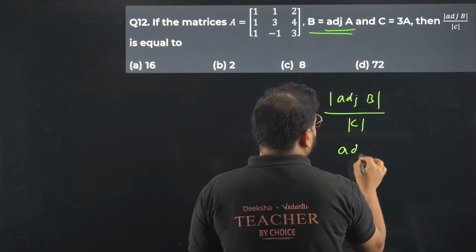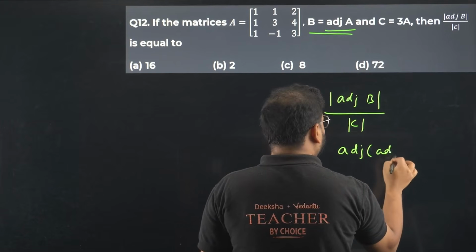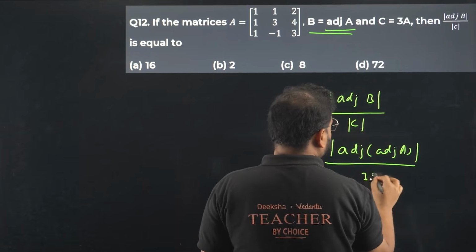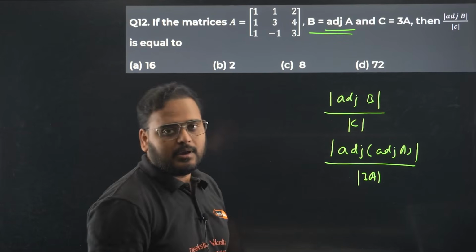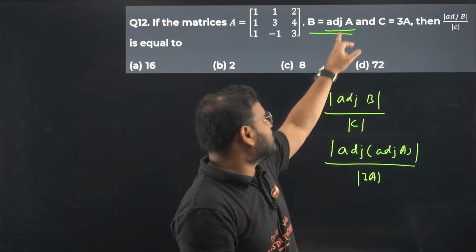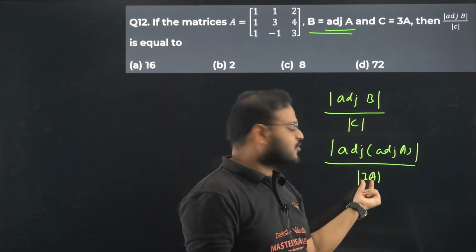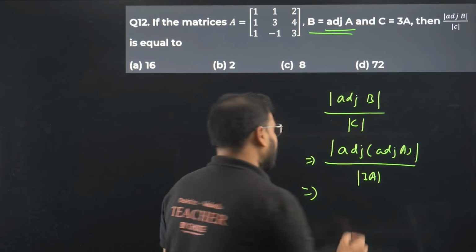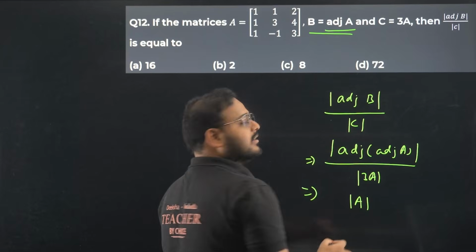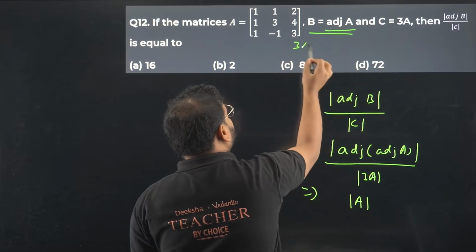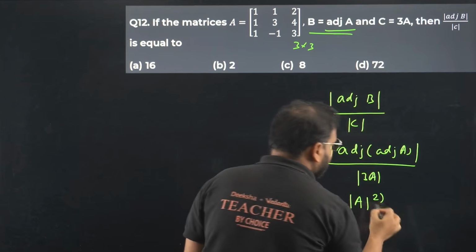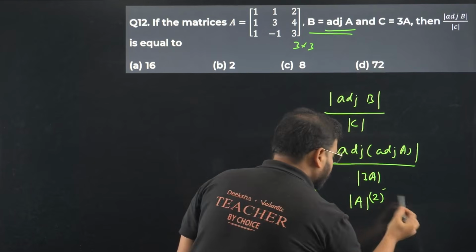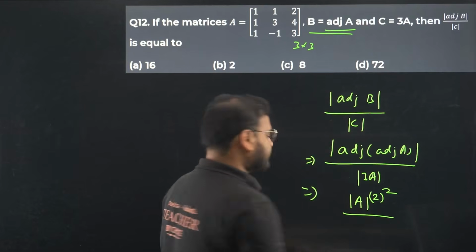So basically I have adjoint of, okay, by C. What is C? 3A. Correct? I've put the values of B and C. B is adjoint of A, so adjoint of A, and C is 3A, so 3A. We have the properties. Cross check. So adjoint of A becomes simply determinant of A power the order minus 1. What is order here? 3 cross 3 means 3 minus 1, so 2, and number of adjoints, that is the power. So we have 2 adjoints over here, so 2 power 2.